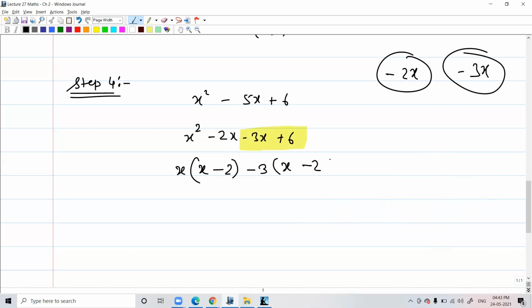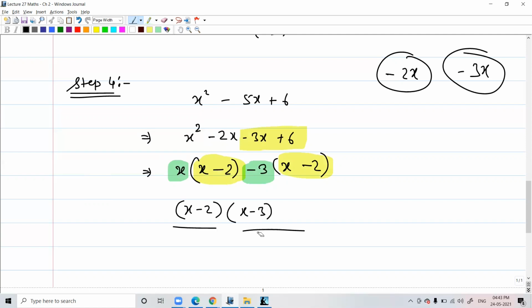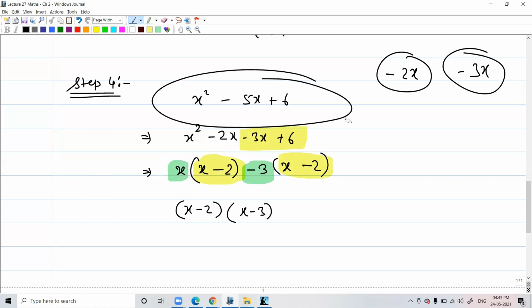Can you people understand this? Yes, sir. Okay. Now, what's the next step? Next step is we take x minus 2 common and we write it like this. X minus 2, and left out, that is x, and minus 3 is remaining. So x minus 3 we will write as the second factor. These are the two factors of this given polynomial.